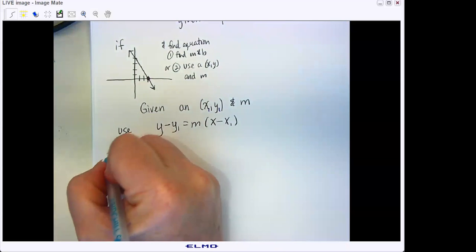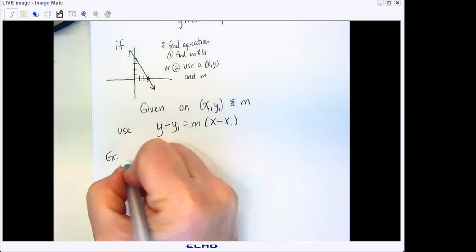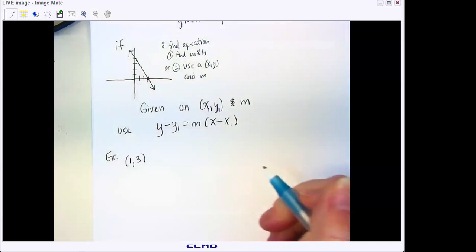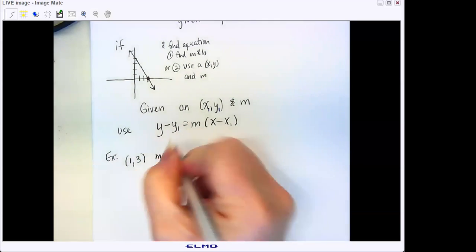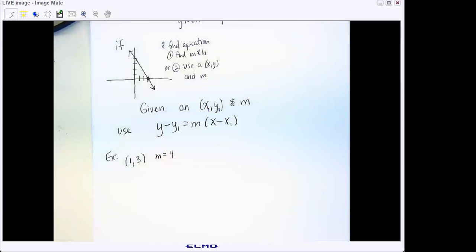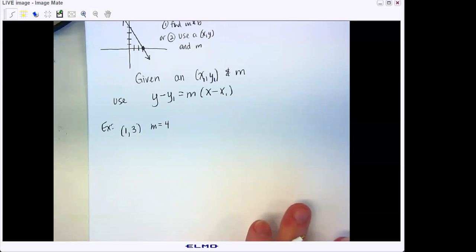So here's an example. 1 comma 3 is my point, and my m equals 4. Guys, is there anybody still writing? Let me give you a minute because I want everybody to see this all at once.